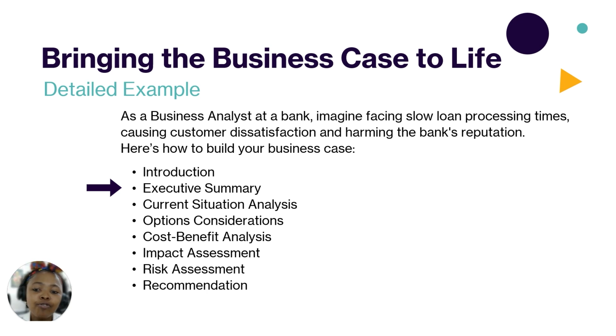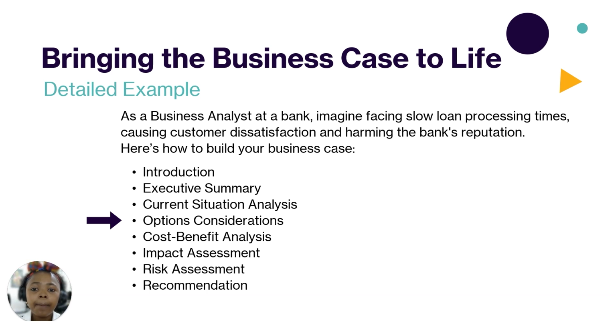Right? And now you move on to your current situation analysis. Here you go deeper into the problem using supporting data and impacts. You might include recent feedback surveys that show a 20% drop in customer satisfaction relating to loan processing times over the past 6 months. Additionally, delays are leading to increased customer complaints and a potential loss of business to competitors with faster services. Now we look at options considered.